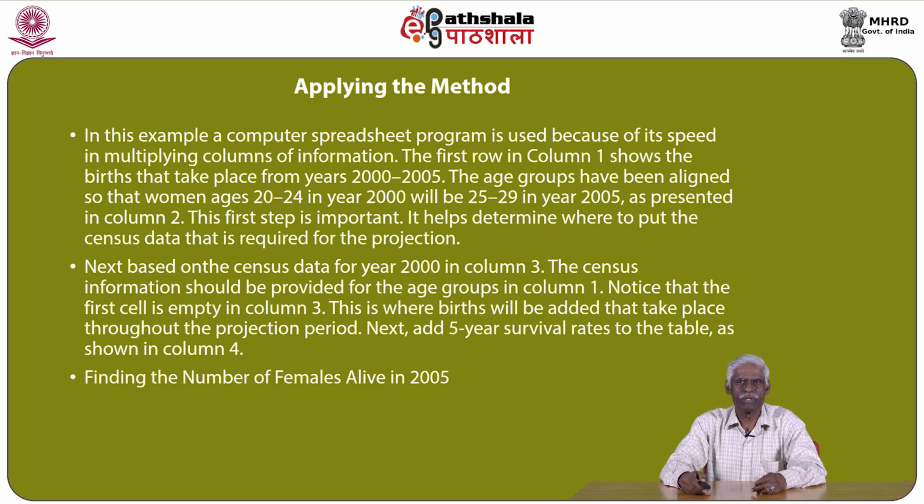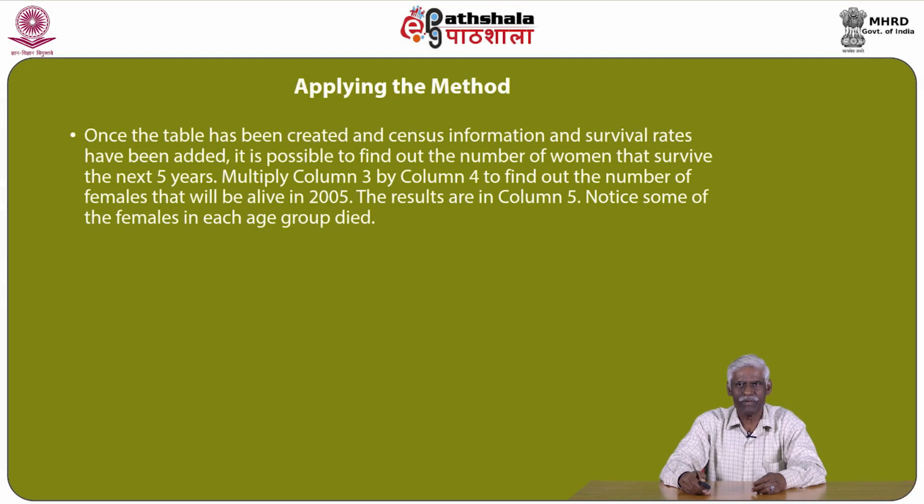Next, based on the census data for the year 2000 in column 3, the census information should be provided for the age groups in column 1. Notice that the first cell is empty in column 3. This is because births will be added that take place during the projection period. Next, add 5-year survival rates to the table as shown in column 4, for finding the number of females alive in 2005.